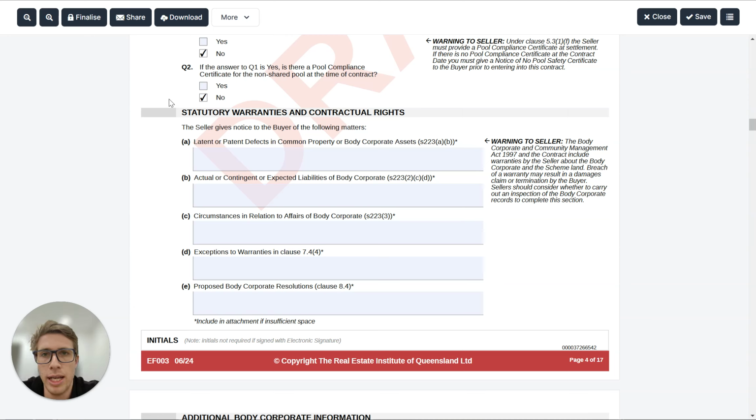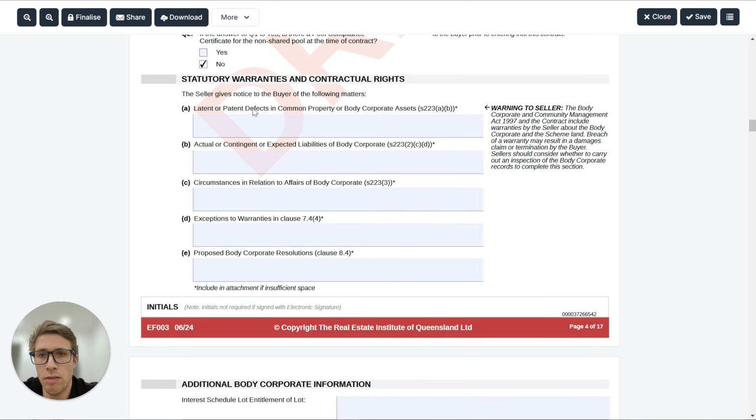Statutory warranties and rights. So the seller gives notice to the buyer of the following matters: latent or patent defect in common property or body corporate assets, actual or contingent or expected liabilities of the body corporate, circumstances in relation to affairs of the body corporate, exception to warranty in clause 7.4, proposed body corporate resolution. So this one here, this will be information that we would have gathered from the body corporate.